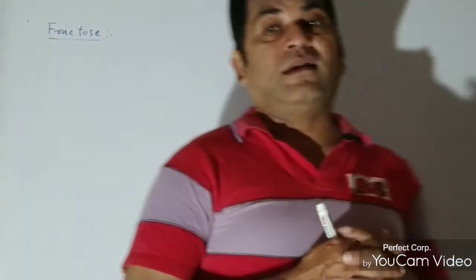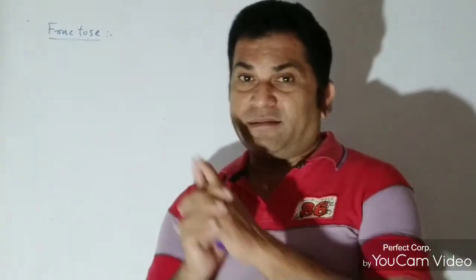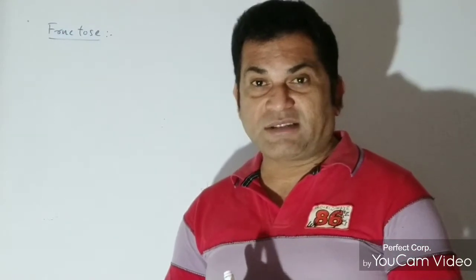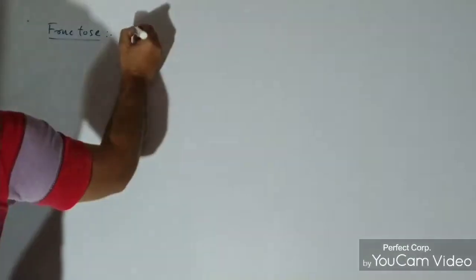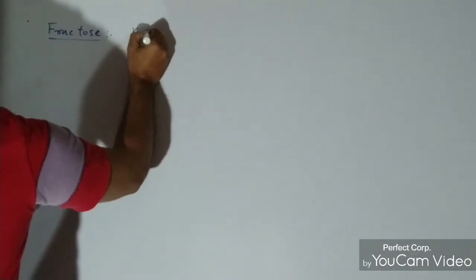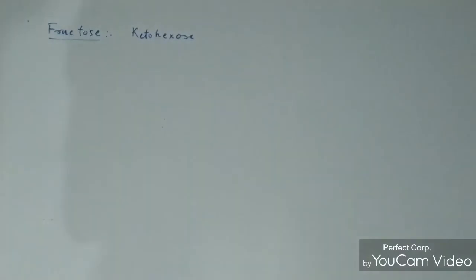So you have to think that it is not a talk of glucose, it is a talk of only fructose. So fructose is also an important carbohydrate, and this carbohydrate actually has the ketone group. So that's why fructose is known as ketohexose. It is known as ketohexose because it has the ketone group.